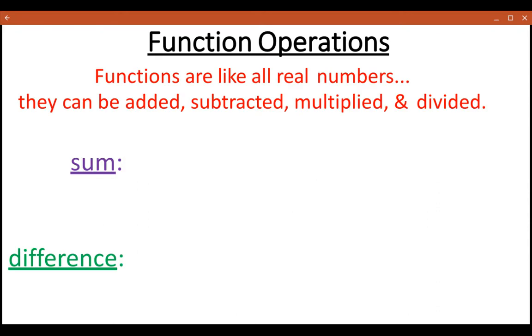The first thing to note is that functions behave a lot like any real number. So real numbers, you can add them. Real numbers, you can subtract, multiply, and divide. Functions are very much the same. You can do those exact same operations. So if we're talking about a sum, that means addition. The notation is the only thing that's going to look a little bit different.